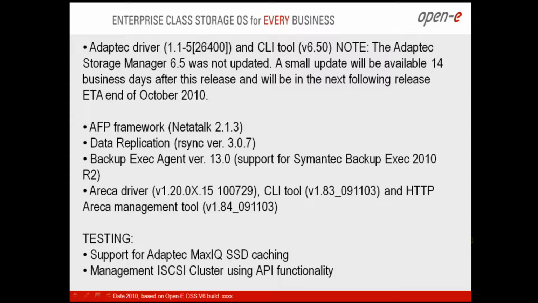We now have the NetaTalk 2.1.3, so the AppleTalk filing protocol has been updated. The data replication, which is not the volume replication, but the data replication is using rsync, and we've updated the rsync version. This is for replicating your shares, so this is at the file level. We've also added the new Backup Exec agent version 13.0. So this will support your Backup Exec 2010 versions, release 2.